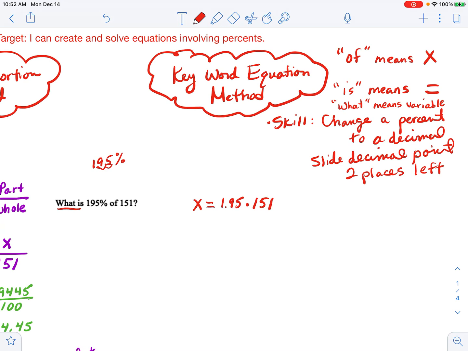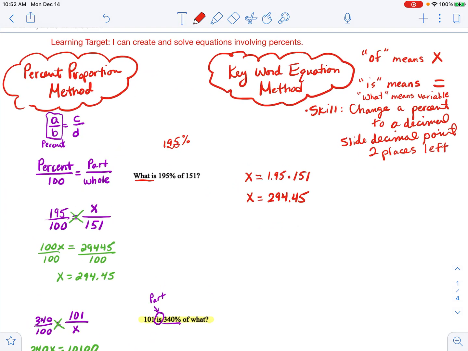And so this is where we would hop on our calculator, right? In fact, our variable's already isolated. This makes our life so much easier. We have x equals 1.95 times 151. And if you do that multiplication, you get 294.45, which was exactly what we got when we did the percent proportion method. You see it right there? So again, we read left to right. We replaced our keywords with a math operation or a variable, and we solved it for x.